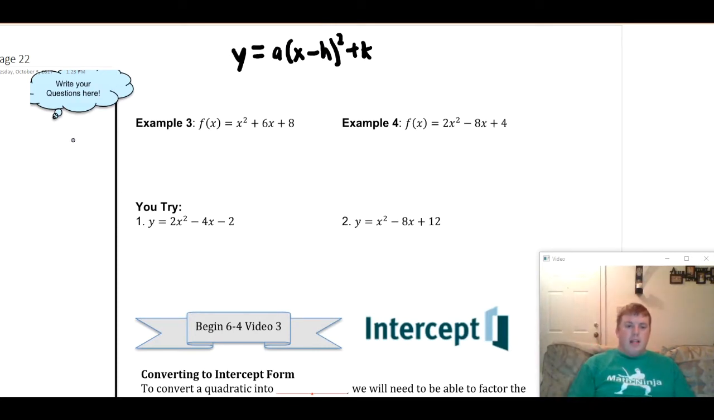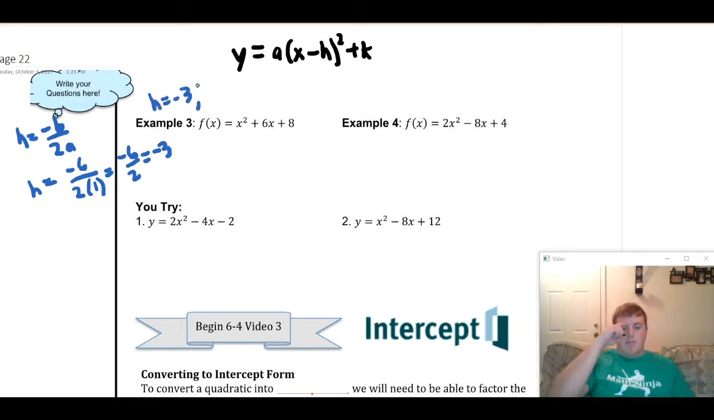So the first thing that I need to do is to find my h value, and that's going to be my vertex. So h is going to be negative b over 2a. When I plug in my values, my b is going to be 6, so I'm going to do negative 6 over 2 times a, which in this case is 1. That gives me negative 6 over 2, which is going to give me negative 3. So I have my h value, so I'm just going to jot it off to the side so that I can keep that in mind for when I put together my full equation.